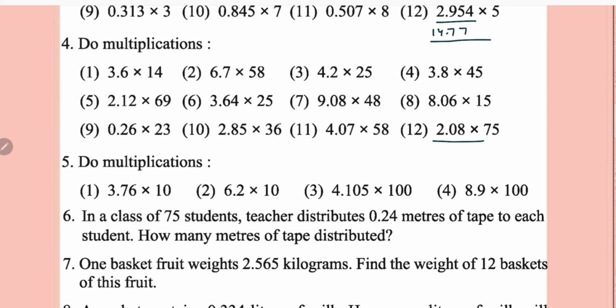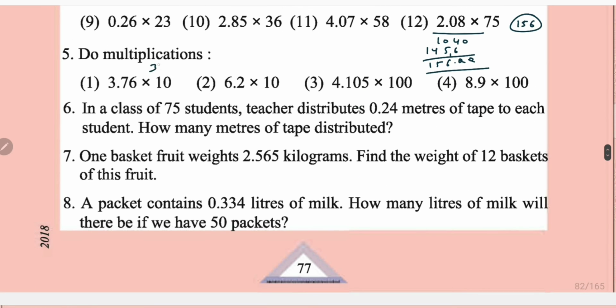Let me do the last one. 5 8 is 40, 5 2 is 10, 7 8 is 56, 7 2 is 14, 0 1 6 5 1. So 156. So 156 is the answer. 37.6, 62, 410.5, 890 is the answer.